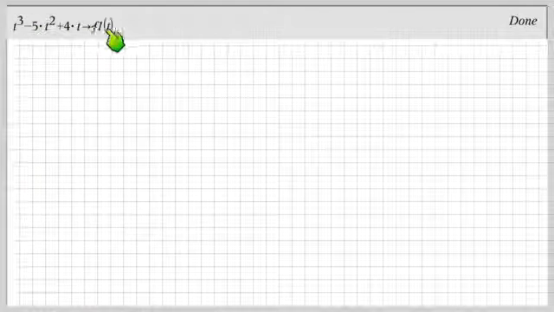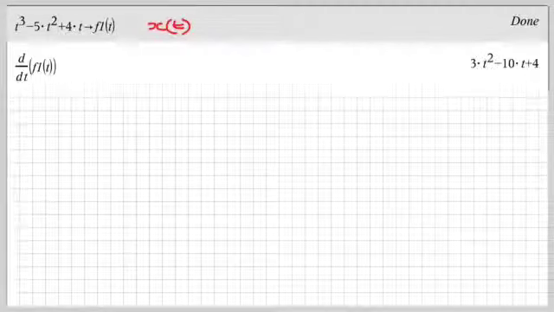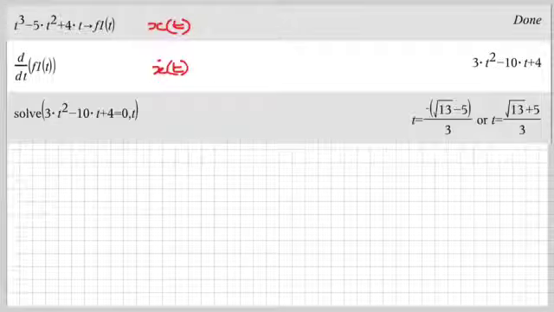Now, there's the first thing I've done on my CAS handheld device. I've plugged that function in. I've defined it as f1 of t. That's x at t. The next thing I did was the straight derivative of that, and the CAS device has worked it out for me very nicely. That's x dot at t.